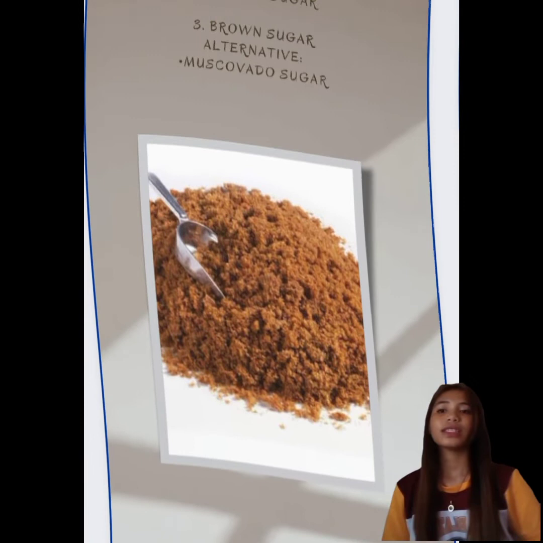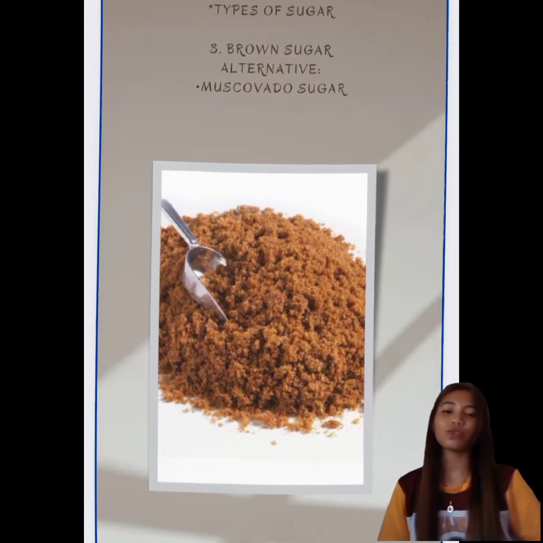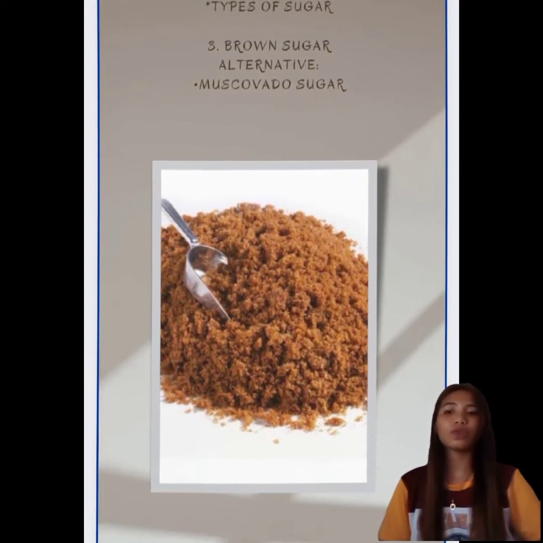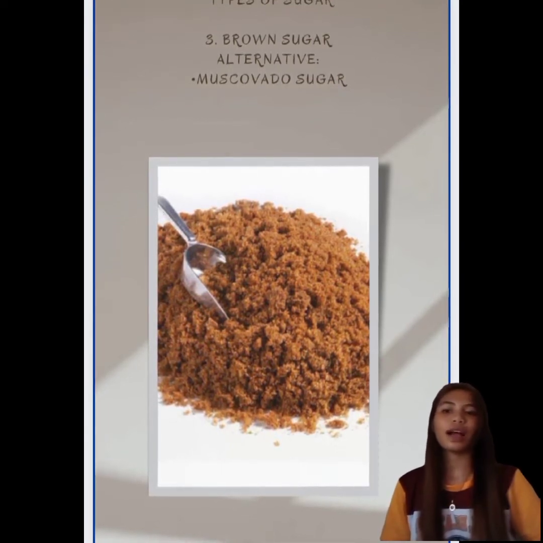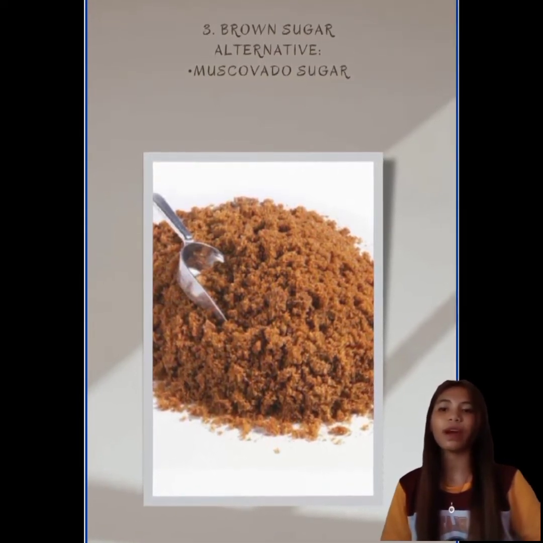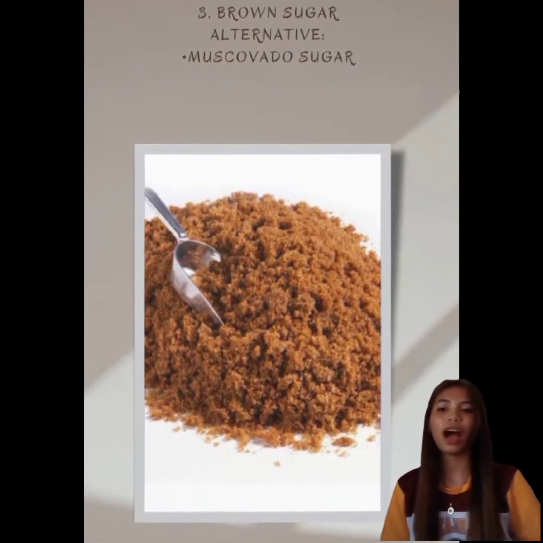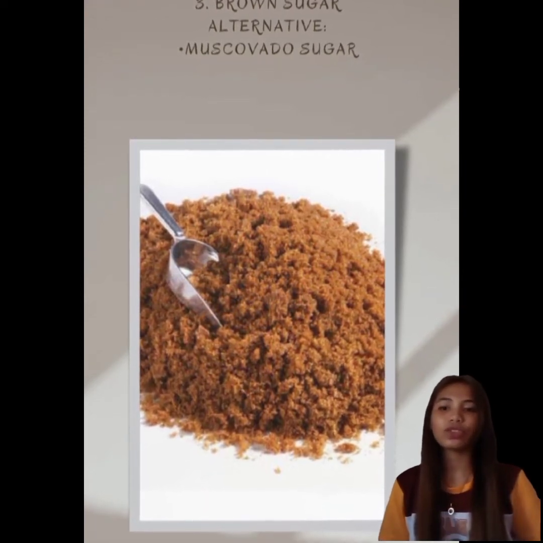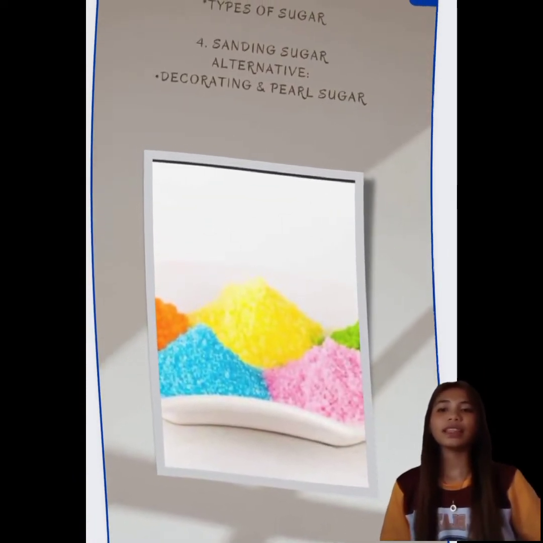The third is brown sugar. The alternative of brown sugar is muscovado sugar. So if you don't have brown sugar, we can use muscovado sugar. Muscovado sugar is a minimally refined sugar that makes a great substitute for brown sugar because, like traditional brown sugar, it contains molasses. However, the molasses and moisture content of muscovado is much higher than that of regular brown sugar.